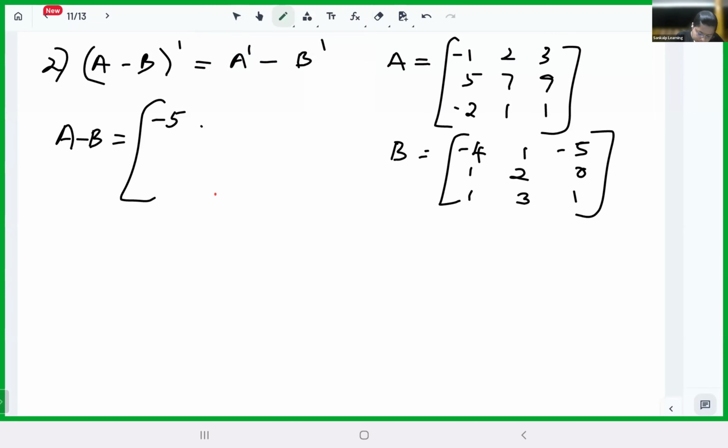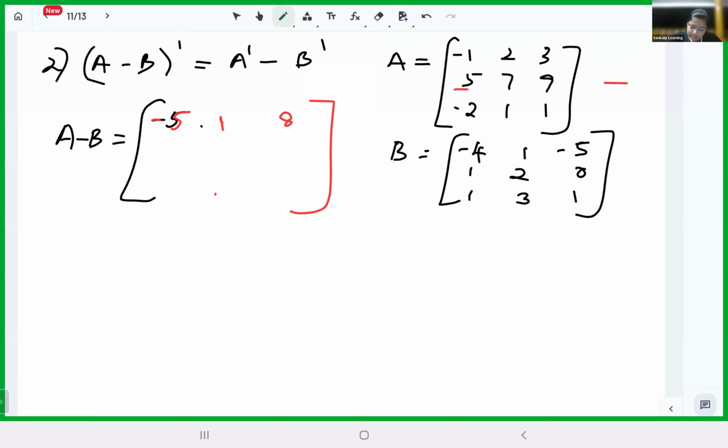Now, what about the second element, 2 minus 1, right? 2 minus 1 is 1. 3 minus minus 5, isn't it? 3 minus minus 5. So first, I think you can write it like this. Okay, A minus B. So 3 minus minus 5 is 3 plus 5. So the value is 8, right?